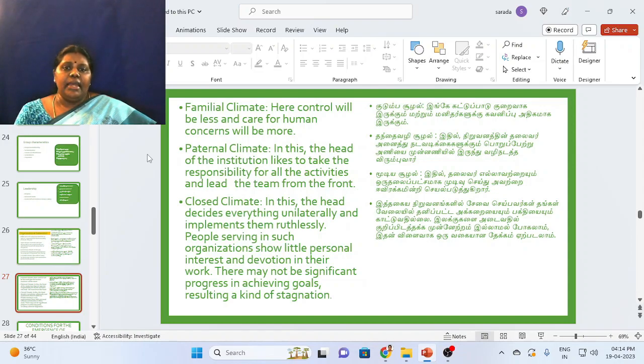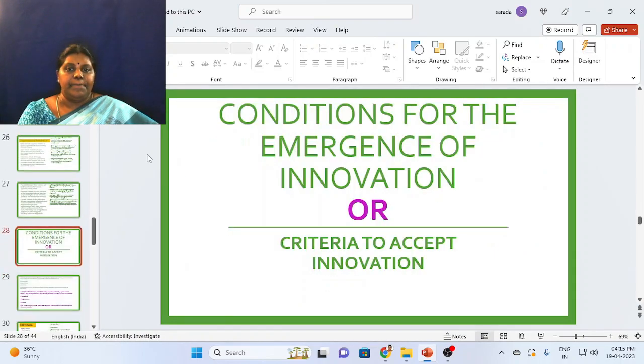The paternal climate. In this, the head of the institution likes to take the responsibility for all the activities and lead the team from the front. In the closed climate, the head decides everything unilaterally and implements them ruthlessly. People serving in such organizations show little personal interest and devotion in their work. There may not be significant progress in achieving goals, resulting in a kind of stagnation.